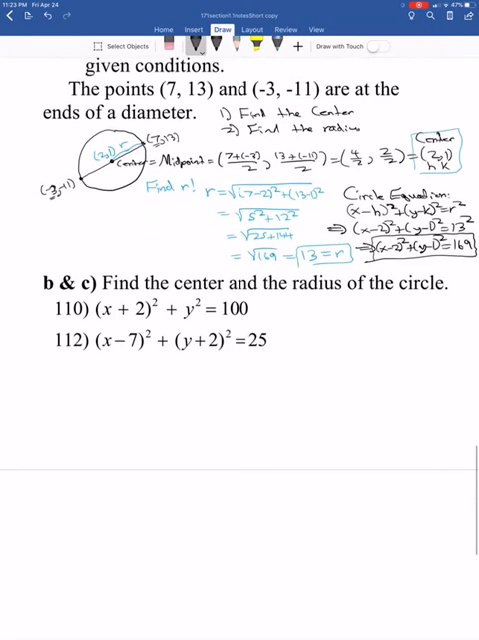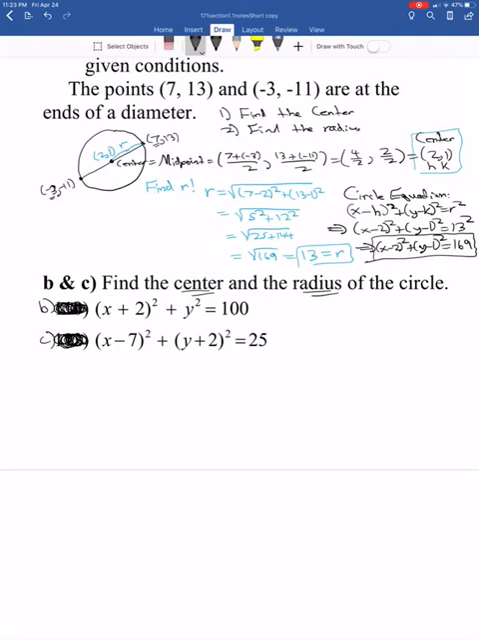Let's go the other way. We got two more examples, example B and C. If you look in here at examples B and C, these next two, they already give us the equation of the circle in standard form. So we want to go the other way. We want to find the center and radius. That way, if we wanted to graph it, we could.